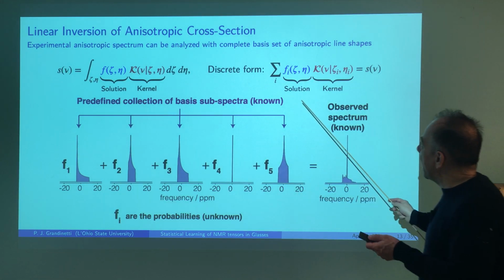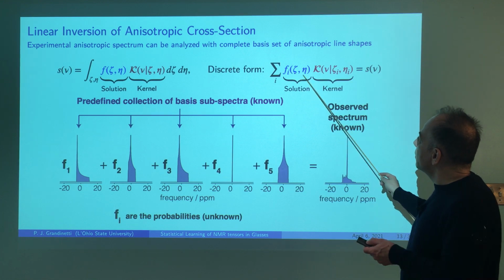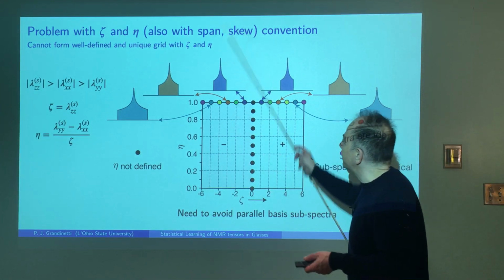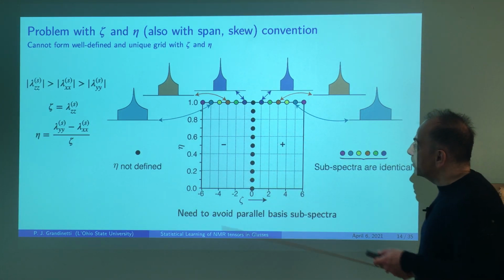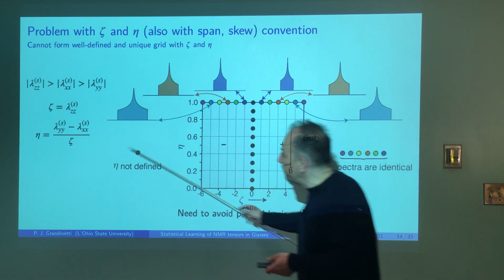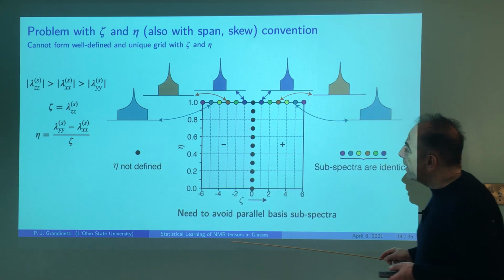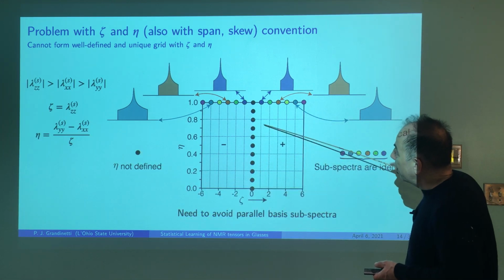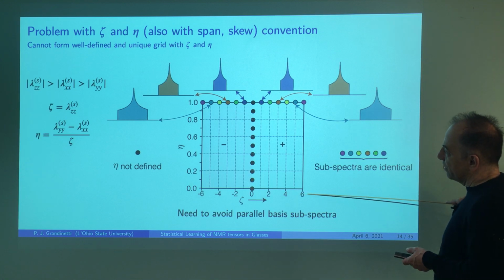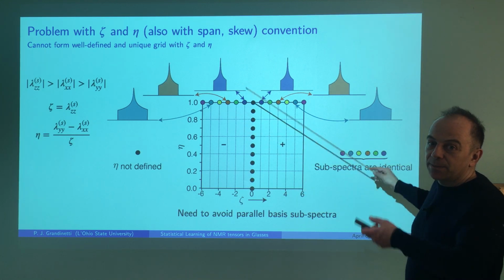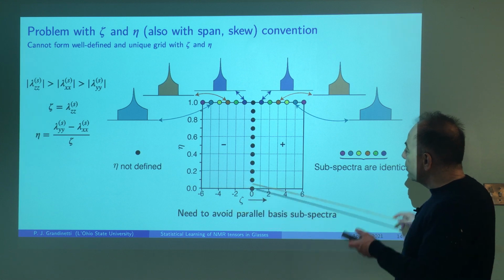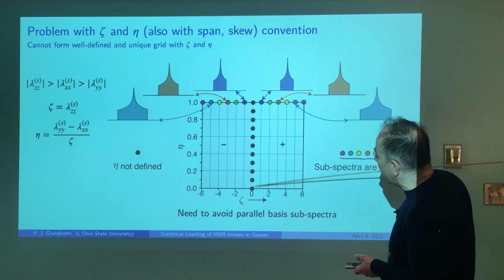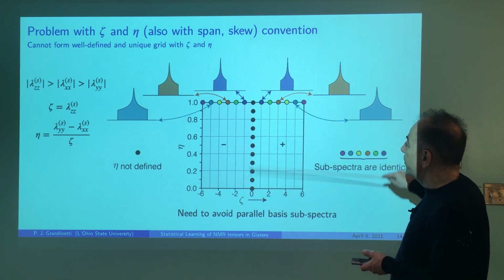Now, one of the challenges we had before we even got started was that there's a problem with this convention of zeta and eta, and also with this convention of span and skew. Either one, there's a problem. The problem is that eta becomes undefined when the anisotropy parameter, zeta, goes to 0. So if you tried to make a grid of zeta and eta values and then calculate a spectrum for every point on the grid and use that in your inversion, you run into a problem, because at zeta equals 0, all of your eta values along that line are undefined. So this is a problem.